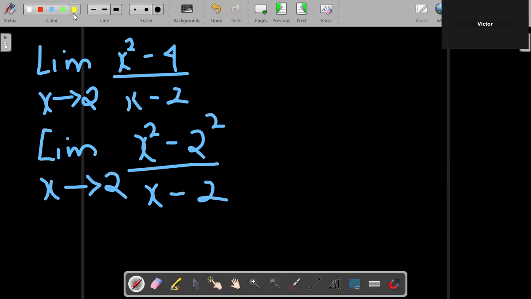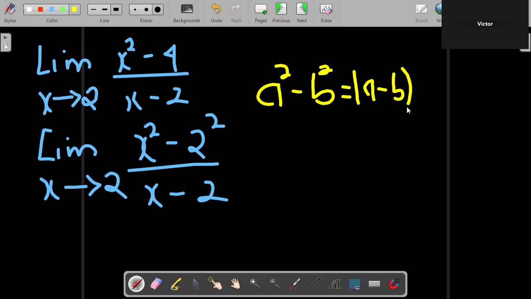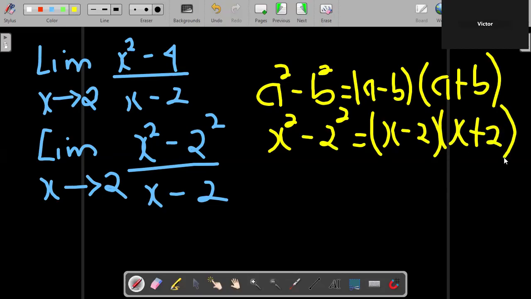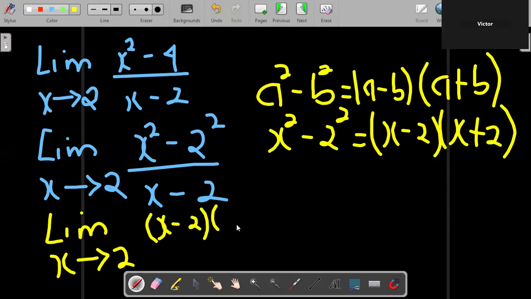Now, if you look at what we have here, that's the difference of two squares. If you have a squared minus b squared, it can be written as a minus b and a plus b. So if you have x squared minus 2 squared, it will be written as what? x minus 2 and x plus 2. So in the limit, x tends to 2, x squared minus 2 squared will be written as x minus 2, x plus 2 over x minus 2.